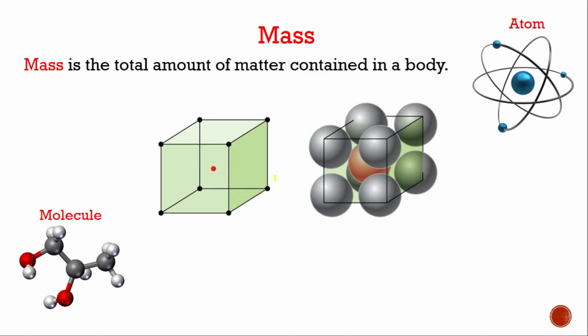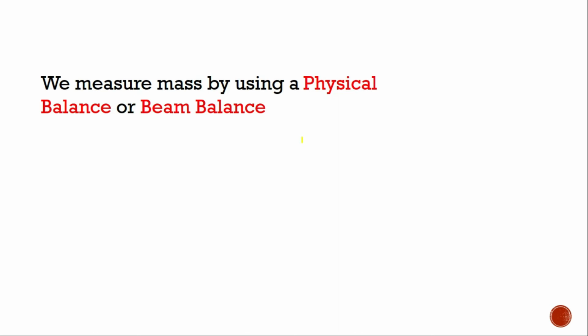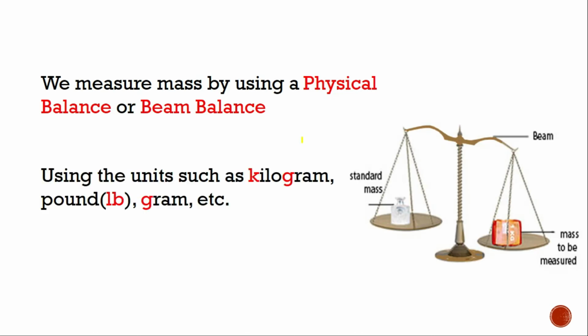So the totality of the masses of all the atoms in a body is basically the mass of that particular object. We measure mass of a body by using a beam balance and by using units such as kg, pound, gram and quintal, etc. Out of which kilogram has been taken as the standard unit for measuring mass in the SI system.